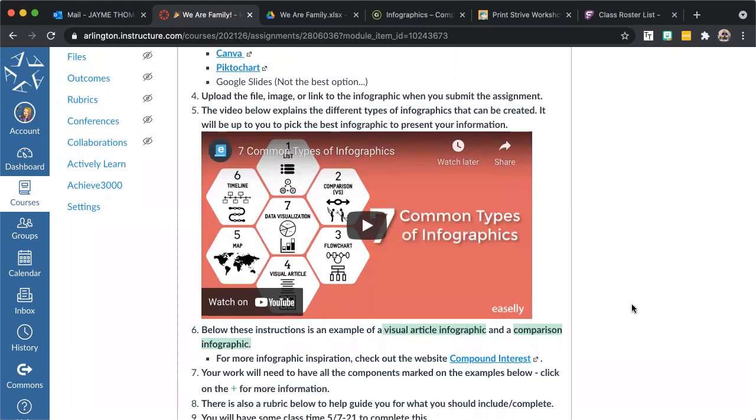If you've never done an infographic before or you're not sure what it is, it's going to give you some guidance. There's a little video here that just goes over 7 of the most common types of infographics. This is by no means all the possibilities. These are just 7 really common ones. So if you're not really sure what you're supposed to be doing, that video might give you some guidance on which direction you should go in.